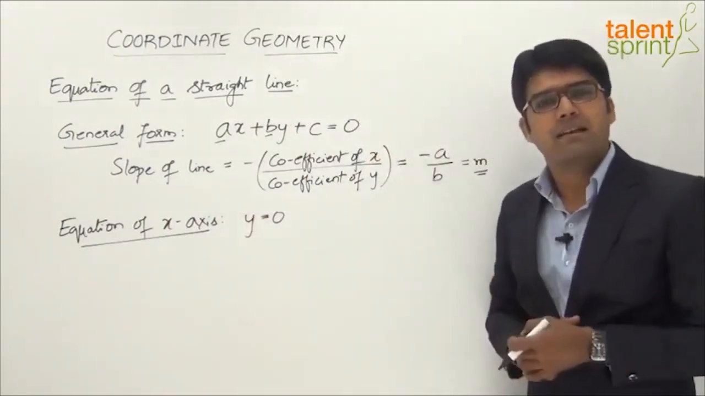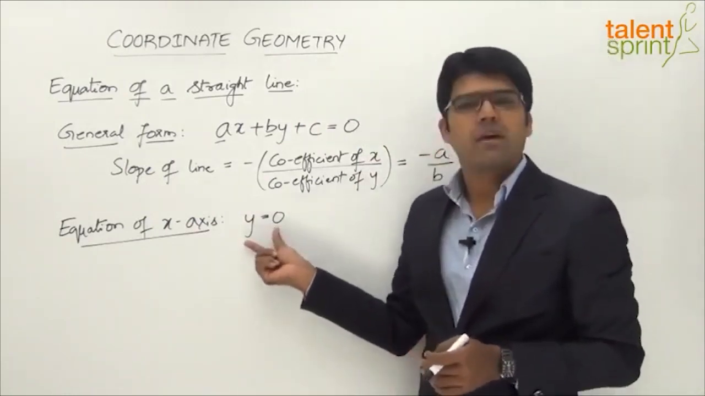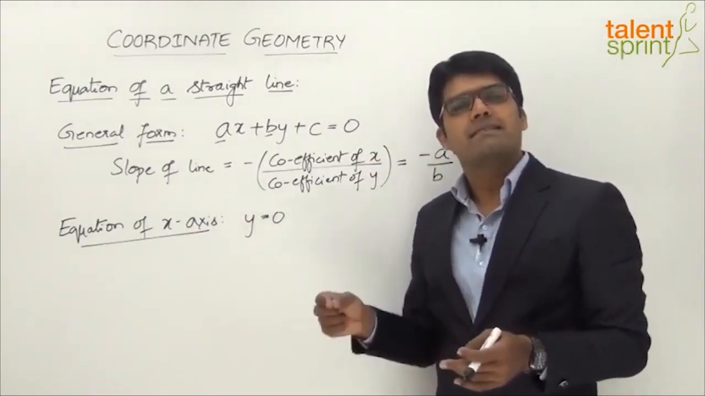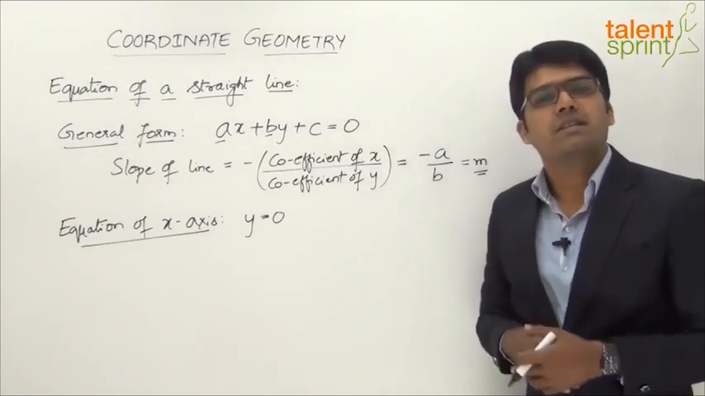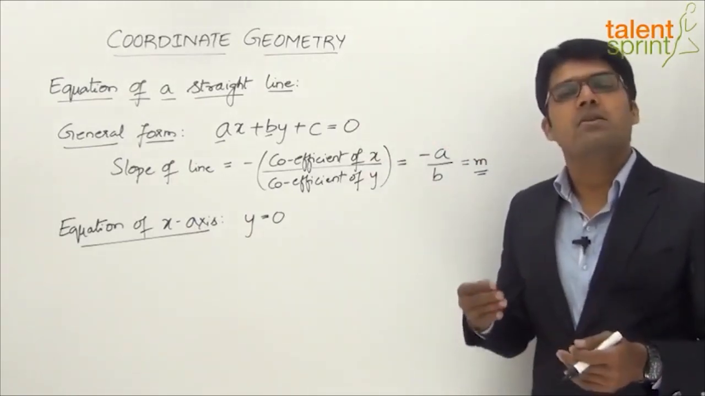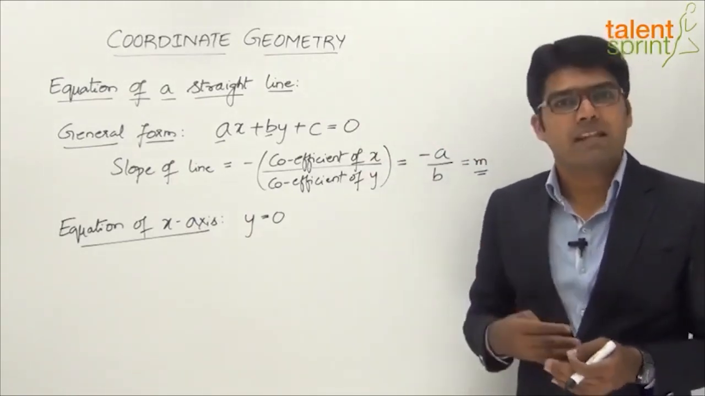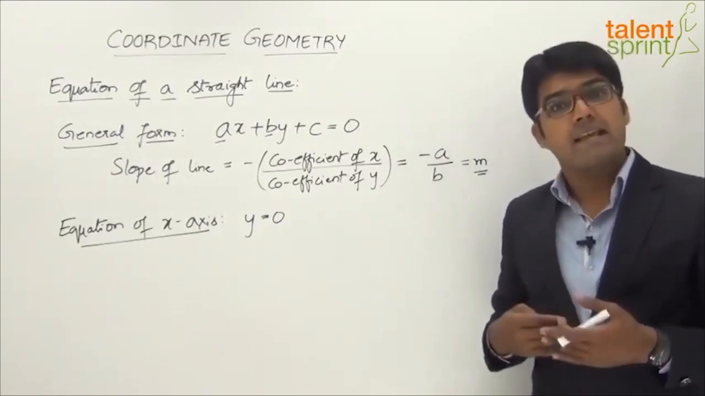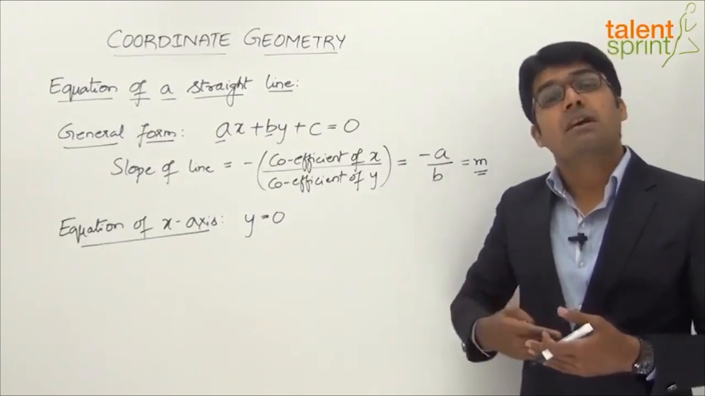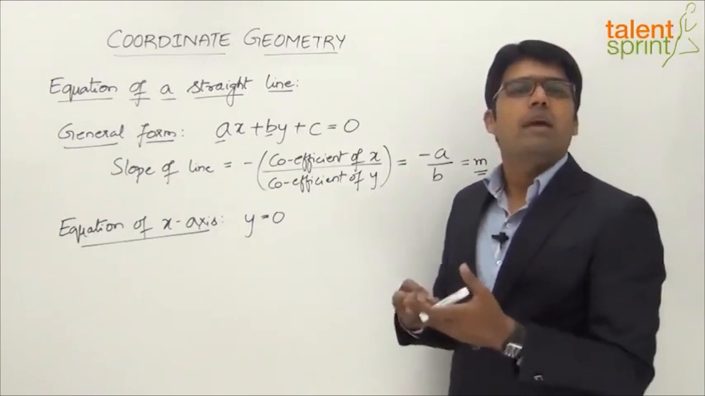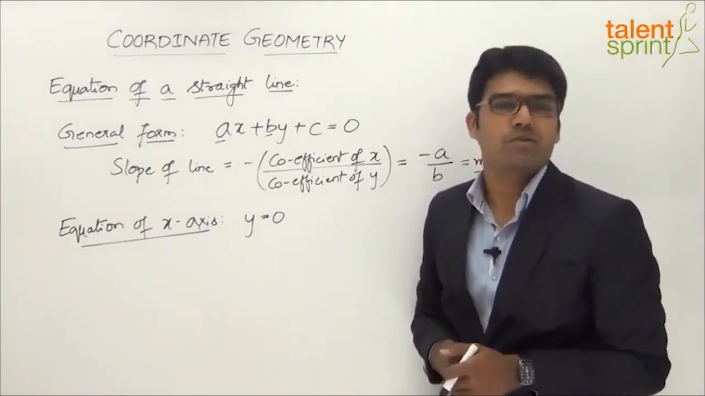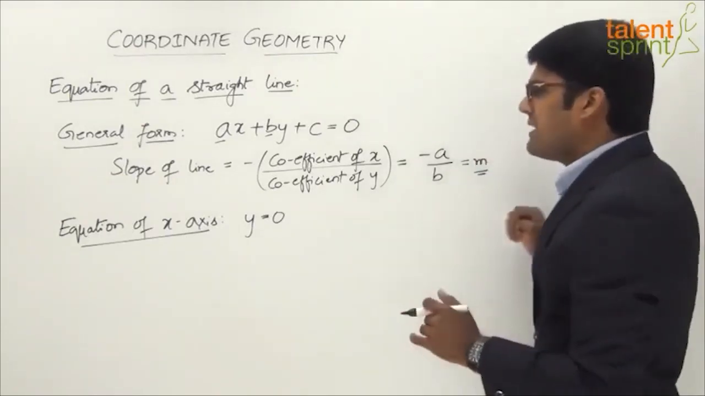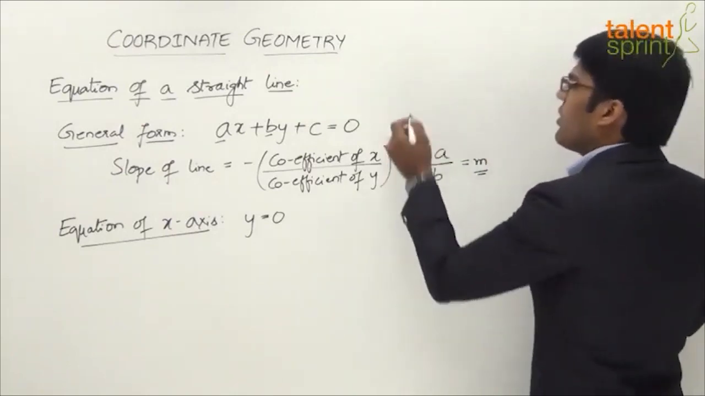As simple as that. Now why do we say the equation of x-axis is y equal to 0? Because on x-axis the y coordinate is always equal to 0, right? Y coordinate denotes the vertical distance of the line from x-axis. For x-axis the vertical distance from x-axis is 0, hence y equals 0, and that gives us the equation of x-axis.